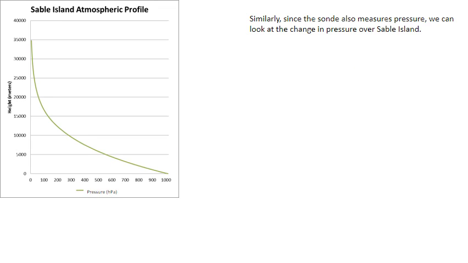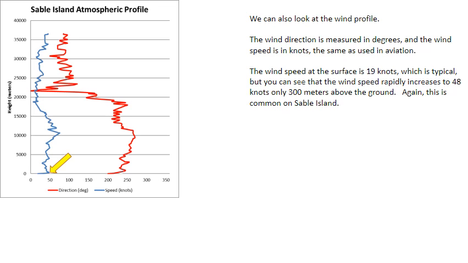Similarly, since the sonde also measures pressure, we can look at the change in pressure over Sable Island. We can also look at the wind profile. The wind direction is measured in degrees and the wind speed is in knots, the same as used in aviation.